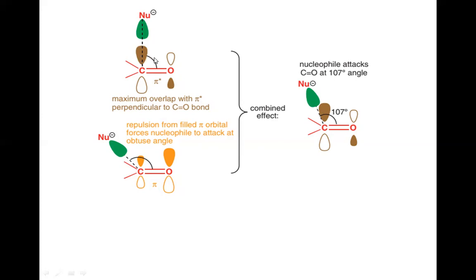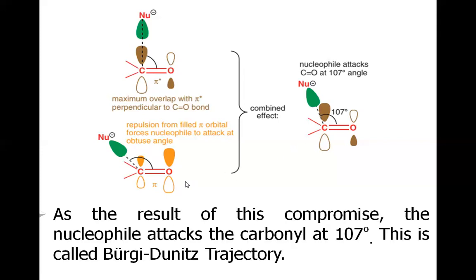However, this perpendicular attack or this 90-degree attack is not feasible because of the repulsion of this pi electron density. So the nucleophile has to approach the carbonyl carbon slightly bent from the perpendicular, so the angle of attack becomes obtuse, not perpendicular, and this angle of attack has been calculated to be 107 degrees, which is called the Burgi-Dunitz trajectory or the Burgi-Dunitz angle. So this Burgi-Dunitz angle is basically a compromise: the nucleophile unfortunately cannot come perpendicular, however it may be bent to have the obtuse angle.